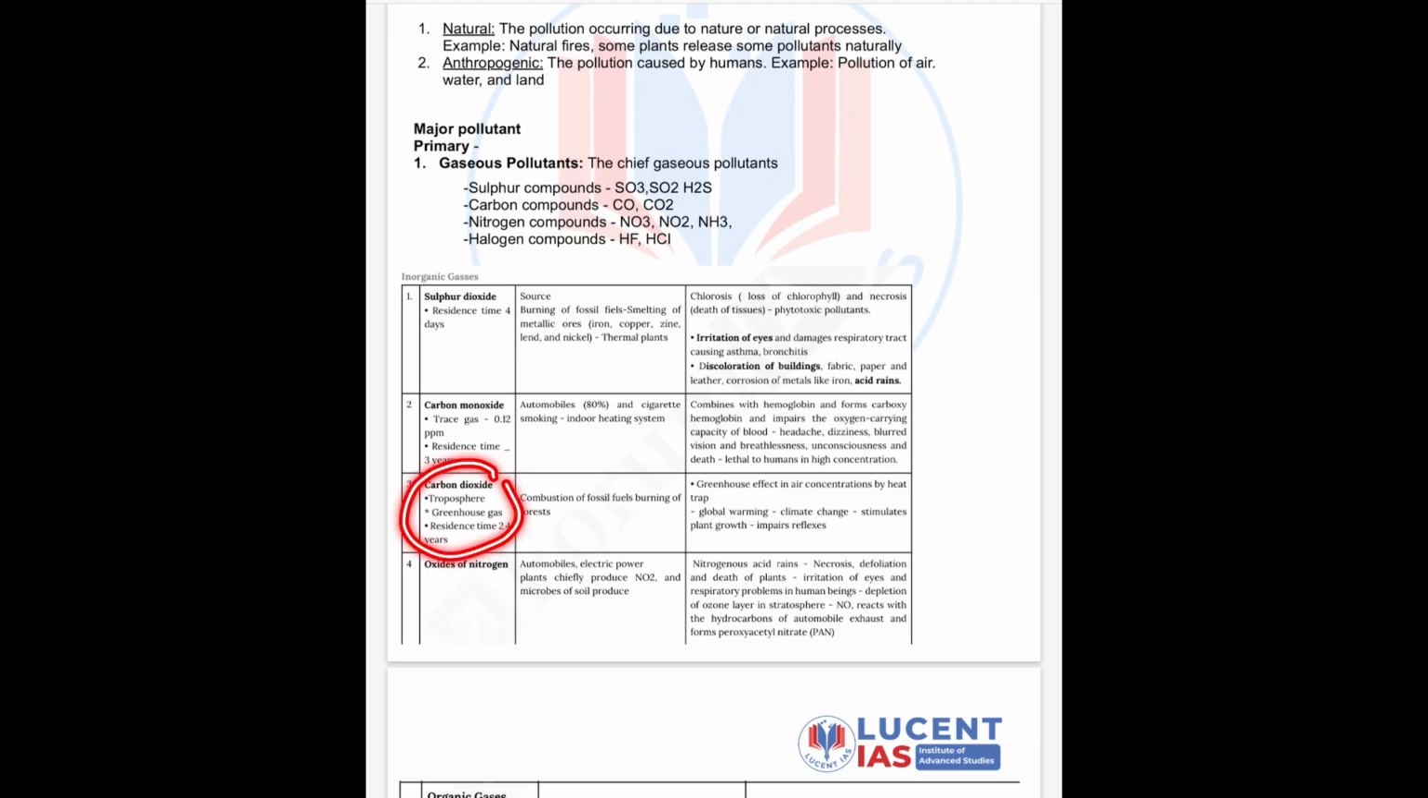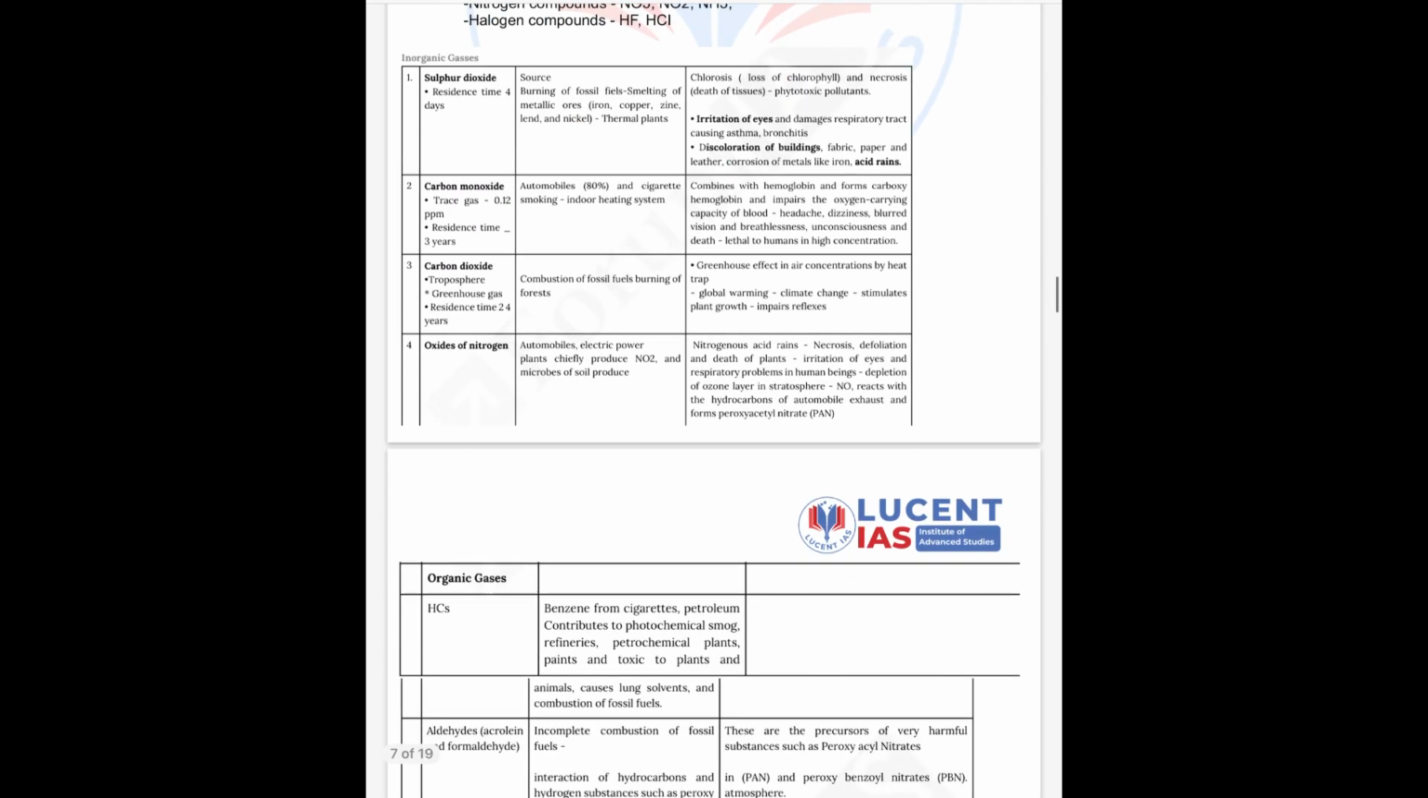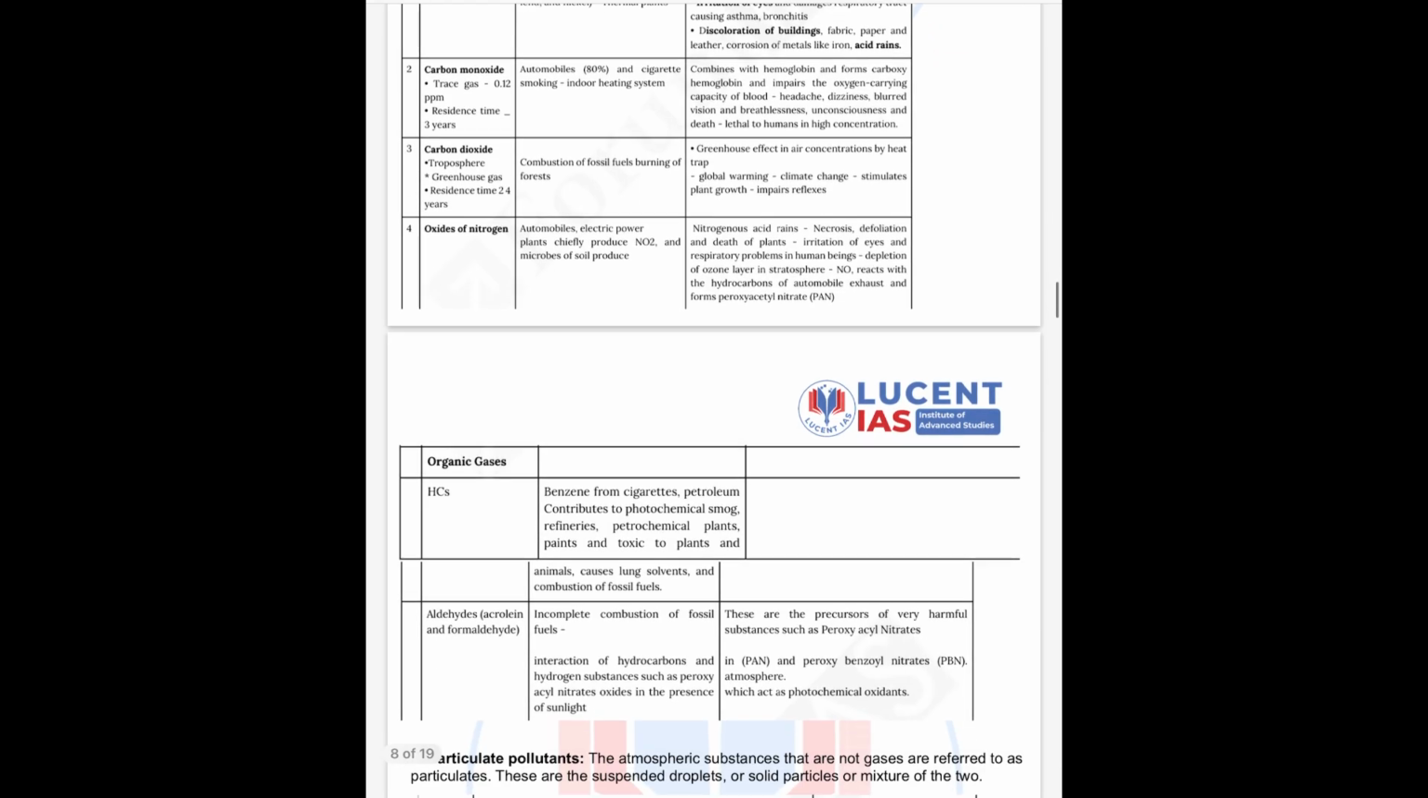Then carbon dioxide: combustion of fossil fuels, greenhouse effect in the air, concentration by heat trap, global warming, climate change. These are released carbon dioxide, and these are the impacts of carbon dioxide. Clear? Oxides of nitrogen come mainly from automobiles, electric power plants, etc. What it causes: acid rain, leading to necrosis, defoliation, death of plants, etc. It also forms peroxyacetyl nitrate.